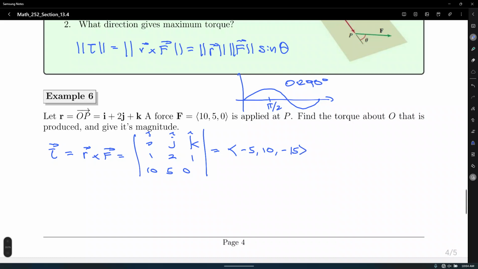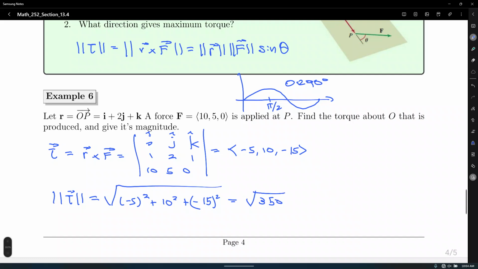But we want to know the magnitude of the torque, not just the vector, meaning how much force is applied onto rotating here. So we find the magnitude. The magnitude of tau equals the square root of (-5) squared plus 10 squared plus (-15) squared. That equals the square root of 350. So that's how much torque is applied.